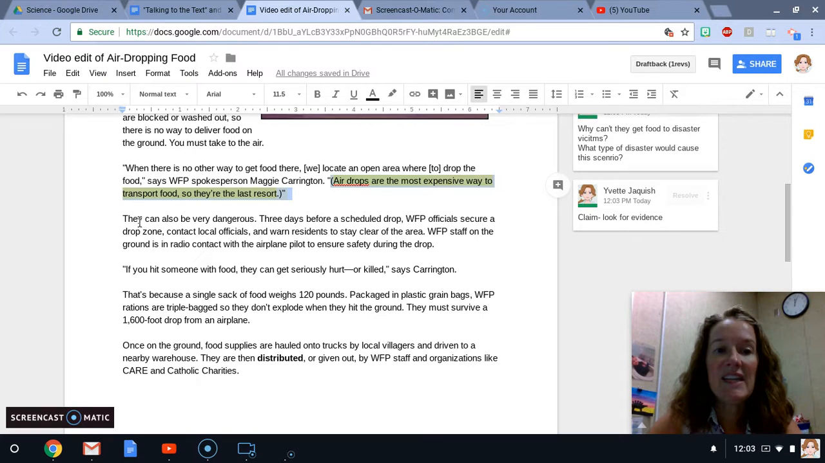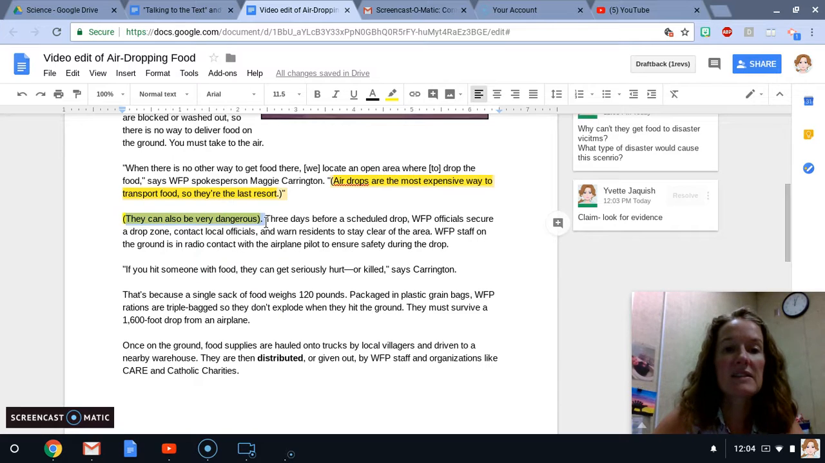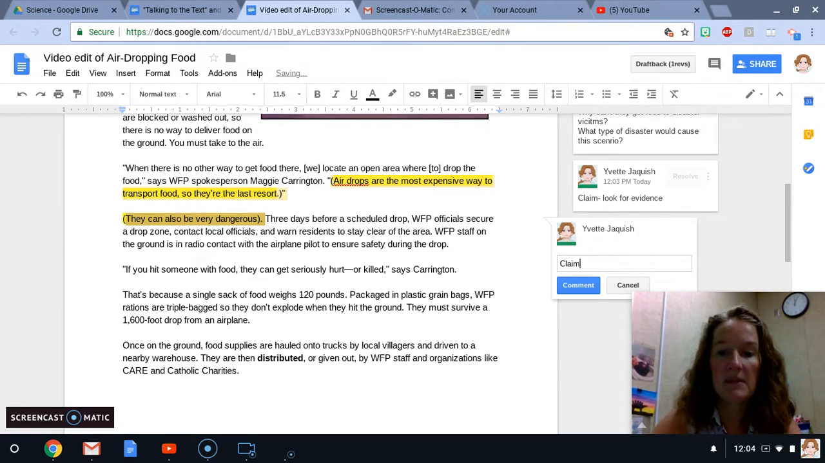They can also be very dangerous. Is that another claim? Highlight, bracket, and then add no. I need to look for evidence for this because there are a lot of claims being made, right? Claim, look for evidence.